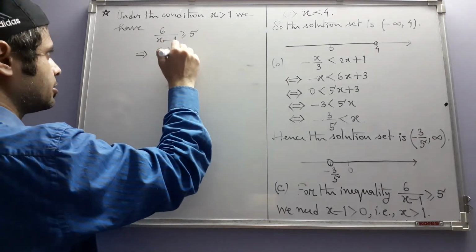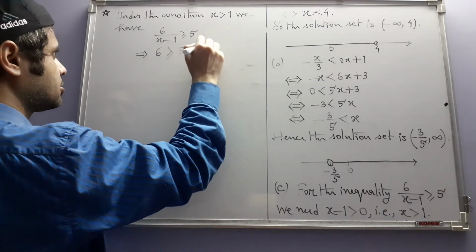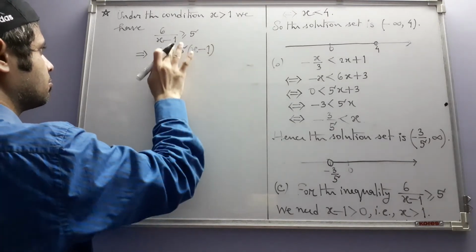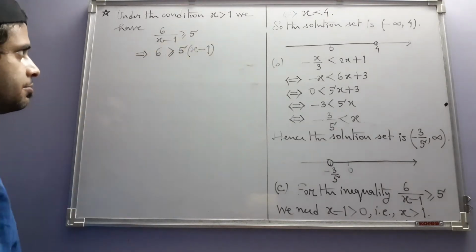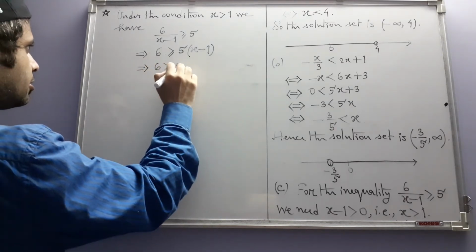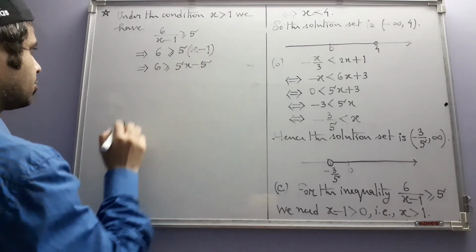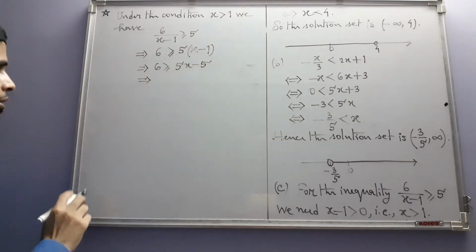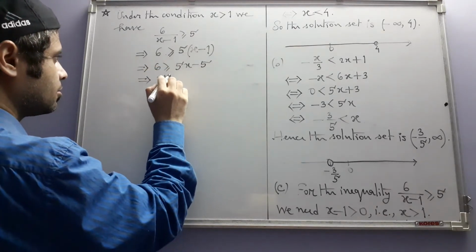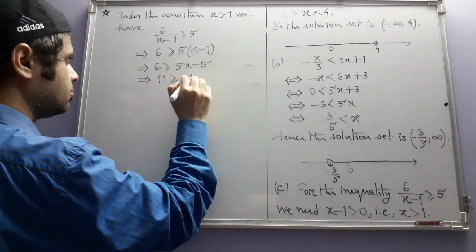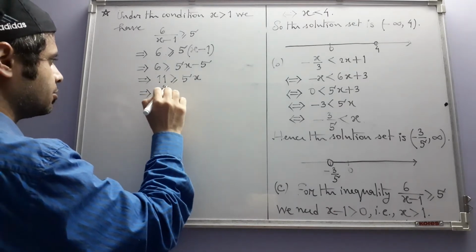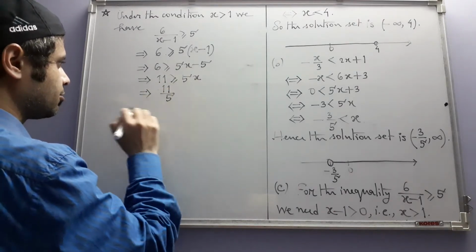So 6 is greater than or equal to 5 times x minus 1. This becomes 6 greater than or equal to 5x minus 5. Add 5 on both sides, that gives us 11 is greater than or equal to 5x. So this implies, now you divide on both sides by 5.